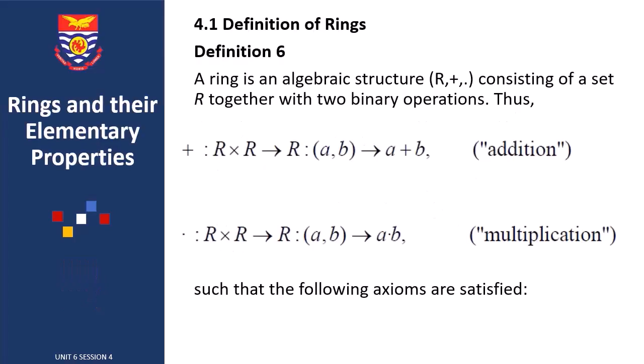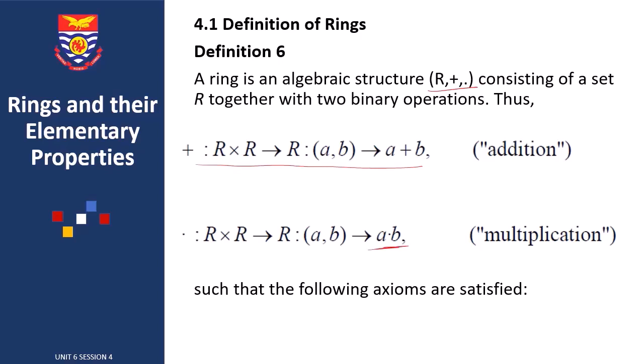Okay, definition of rings. A ring is an algebraic structure, that is, real numbers with multiplication and addition. Real numbers where multiplication and addition are defined. Let me underline that one here. Real numbers with addition and multiplication defined, consisting of a set R together with 2 binary operations. The first one is addition, and the second one is multiplication, A plus B.